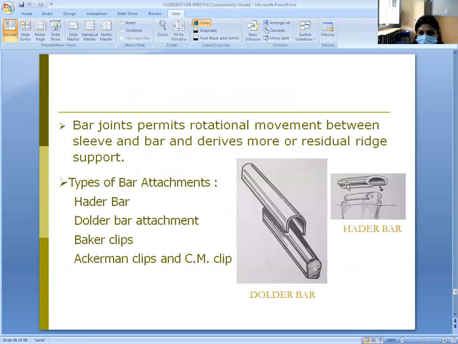Here again you can see this is a bar attachment. This is the female portion. It is fixed to the denture base.